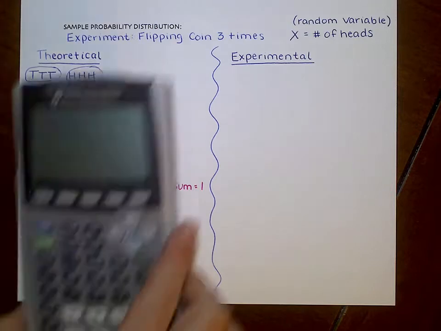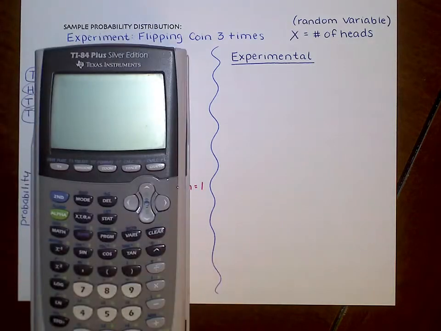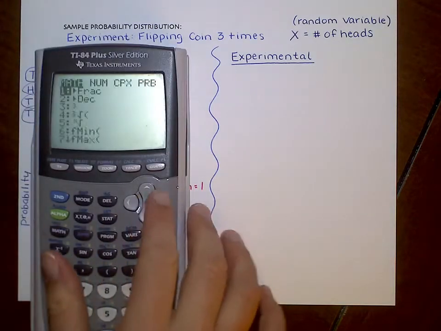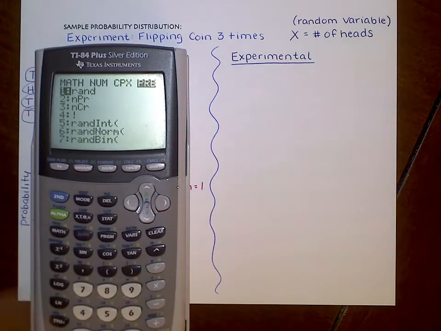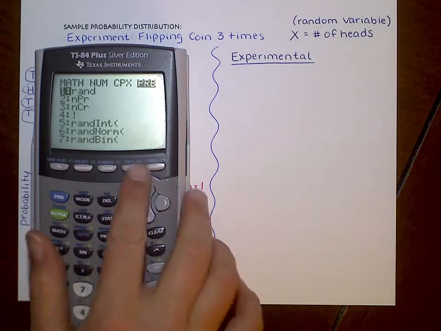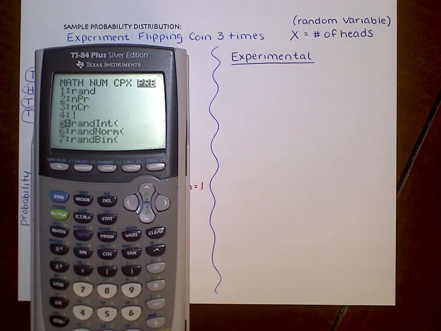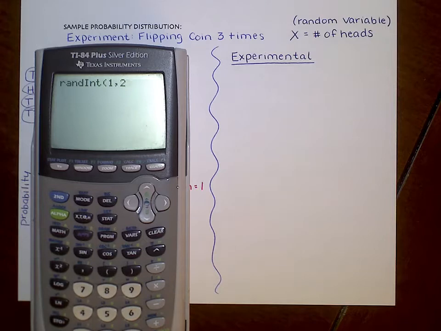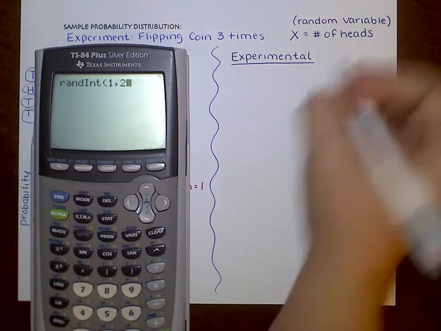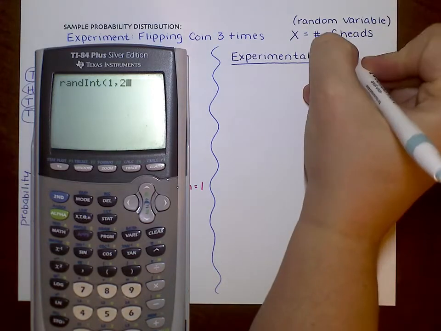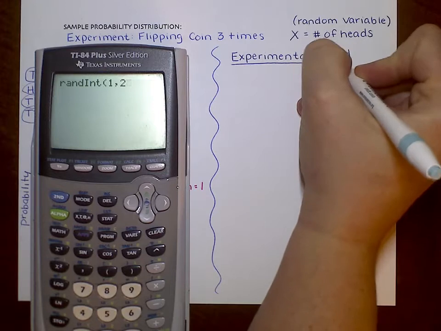And so what I'm going to do again is called a simulation. And I'm going to use what's called a random number generator. I don't think you'll run into anywhere you have to do this, so you can just kind of follow along. Under that probability menu, I have this random integer option. And so I'm going to have this choose randomly between the numbers 1 and 2. And we're going to say that 1 is heads and 2 is tails.